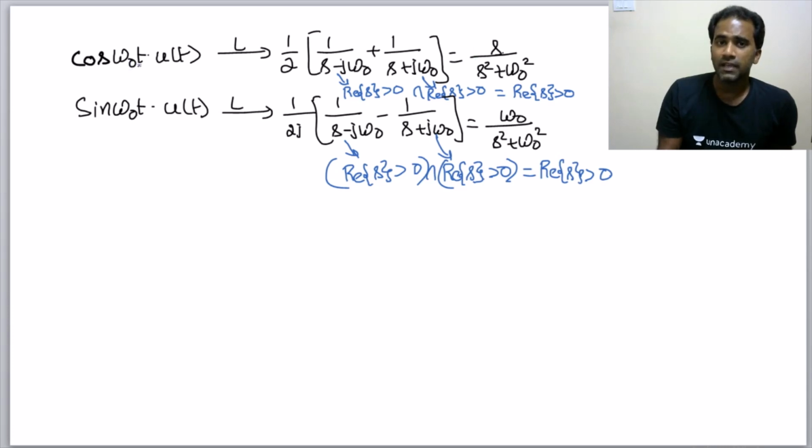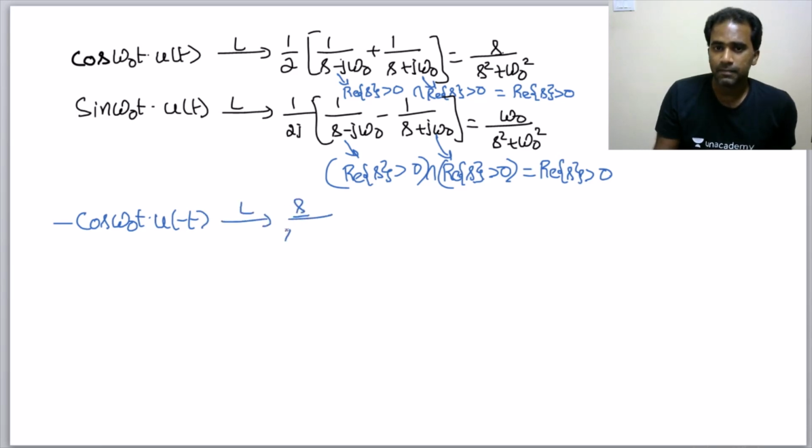The exact same answer will be there if, in place of u of t, you are having minus u of minus t. Then also the result will be the same, but the ROC will be reversed. For minus u of minus t, the Laplace transform will be the same, s by s square plus omega naught square. But since it is a left-sided signal, the ROC will be real part of s less than 0. Real part of s less than real part of the poles for left-sided signals. For right-sided signals, it's real part of s greater than real part of the poles. Here there are two poles, j omega naught and minus j omega naught.